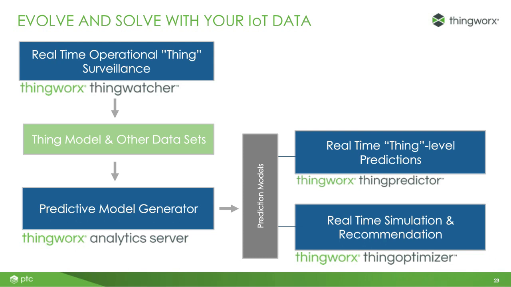based on that intelligence. So, we've deployed a few different pieces of technology, whether it be our Thing Watcher technology, our Thing Predictor technology, or our Thing Optimizer technology. But the key to all of this is an automation aspect.